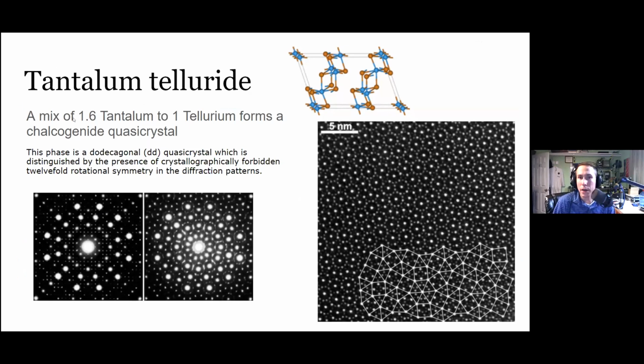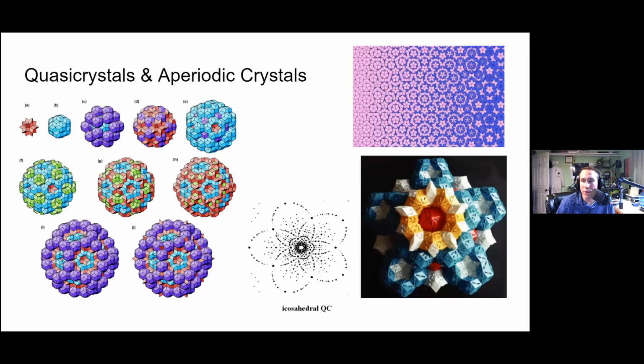A mix of 1.6 tantalum to 1 tellurium forms a chalcogenide quasicrystal, a dodecagonal quasicrystal phase, distinguished by the presence of crystallographically forbidden 12-fold rotational symmetry in the diffraction pattern. So tantalum can form quasicrystals. Some of these metals can form quasicrystals. This is one of the few that forms one with a bimetallic alloy. Most of them are trimetallic alloys. You need 3 elements to form quasicrystals.